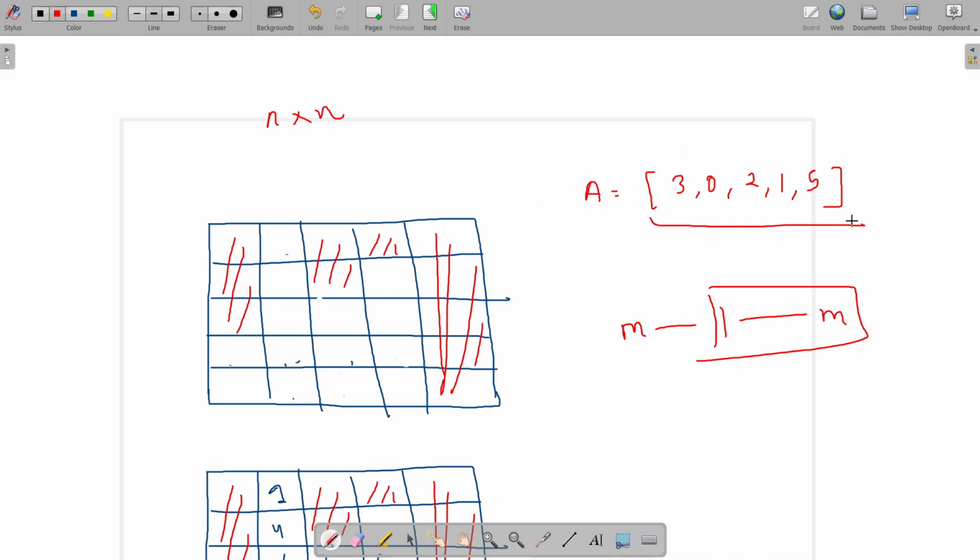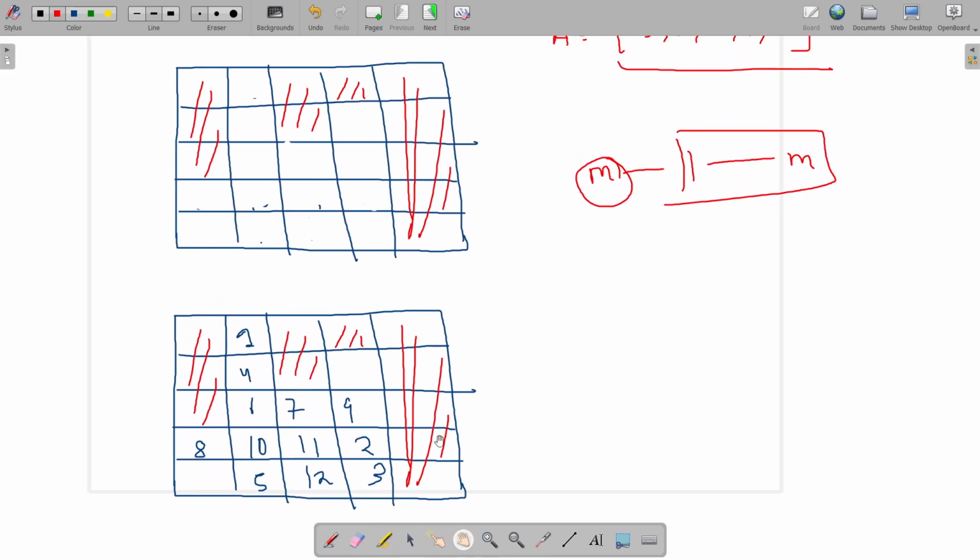So if this is how the array looks, then for the first column, the first 3 cells will be blocked. For the second column, nothing is blocked. For the third, 2 cells are blocked, and so on. And for the last column, all the 5 cells are blocked. You need to place in the empty spaces which are not blocked a total of m integers, and in each cell you can place only one integer.